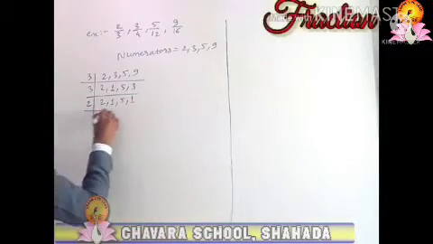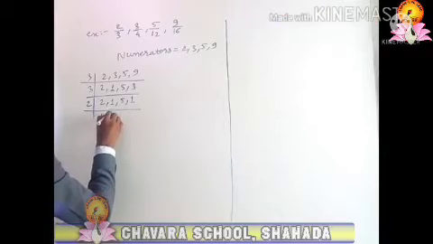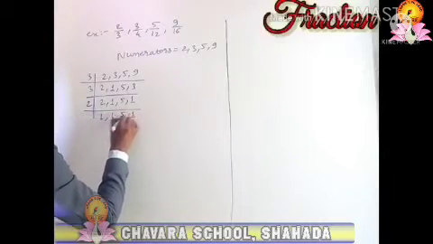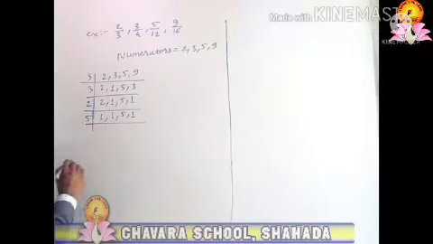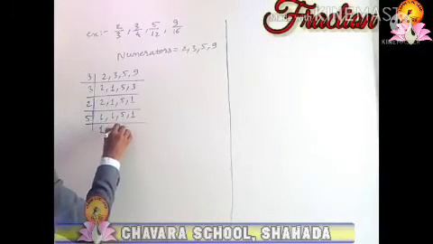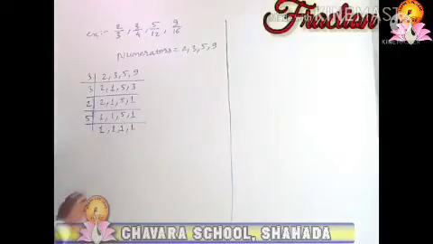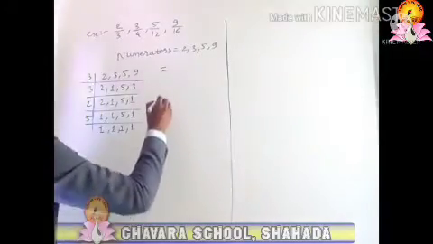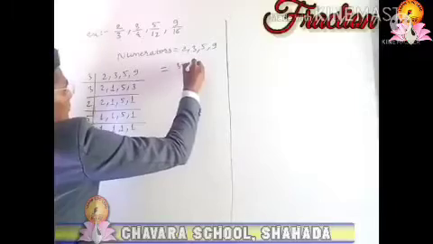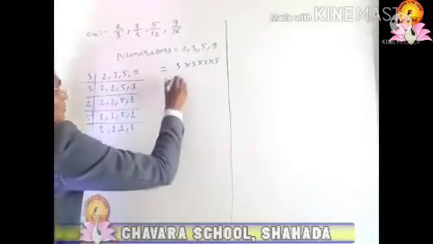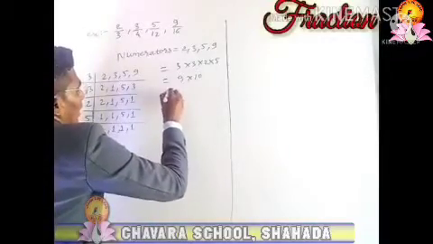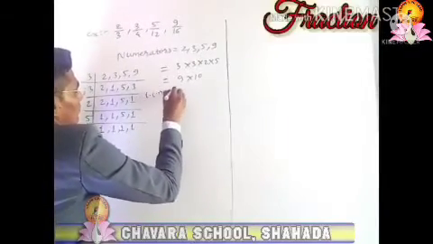Now using 2, 2 1s are 2, 1 will be as it is, 5 will be as it is, and 1 will be as it is. Now the last number remaining is 5. So 5 1s are 5, 1 will be as it is. Now the multiplicative numbers are 3 into 3 into 2 into 5, which equals 9 into 10, and the LCM equals 90.